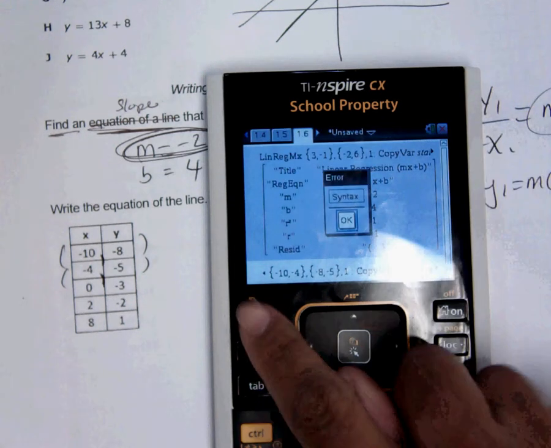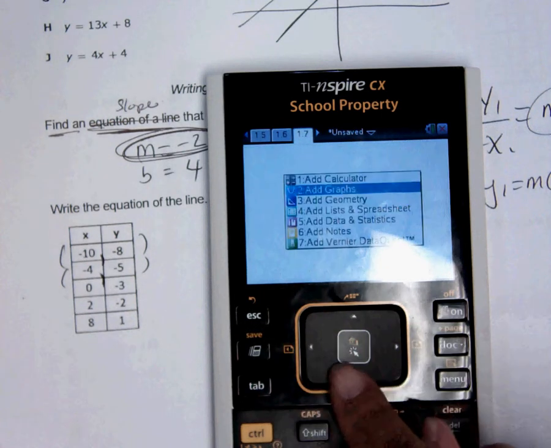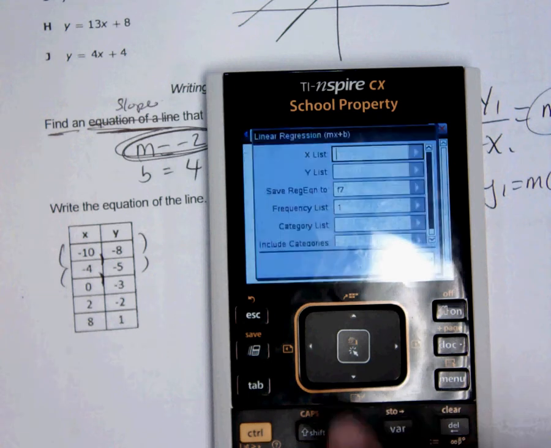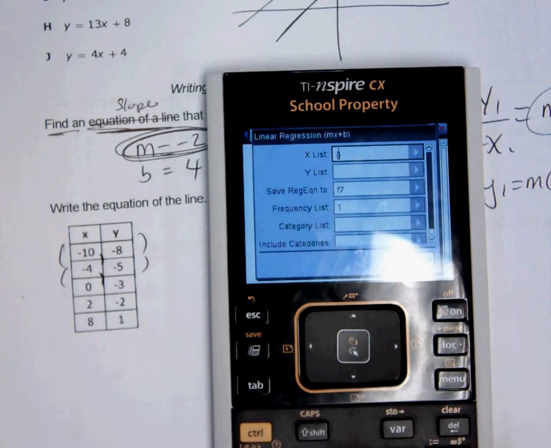And I did something wrong. When that happens, start over. I'm not going to even try to figure it out. Do it again. Menu 613, take my time. Control right parentheses, negative 10, comma, negative 4.